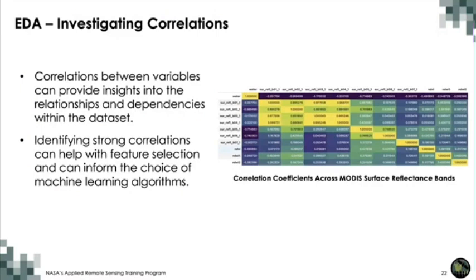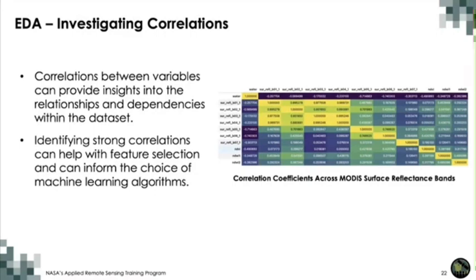The sign of the coefficient indicates the direction of the relationship, with positive values indicating a positive correlation and negative values indicating a negative correlation. By using this correlation coefficient heat map, we can identify which variables are highly correlated with each other.